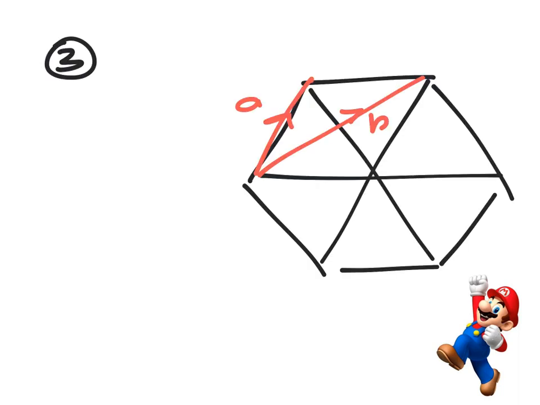Right, we've got this diagram for question 3. It's a hexagon. We know that to get from F up to B, you go b, and you know to get from F up to A, you go a. Tells you in the question.